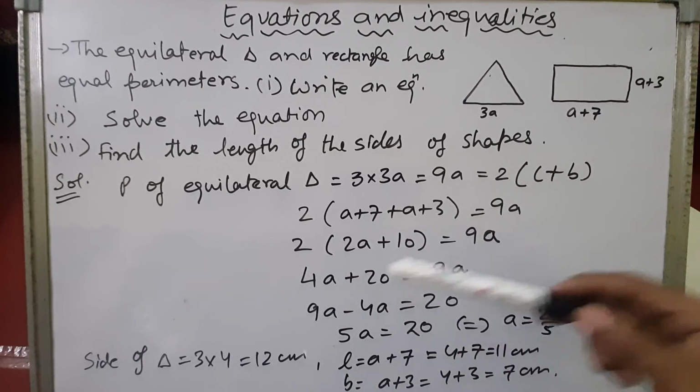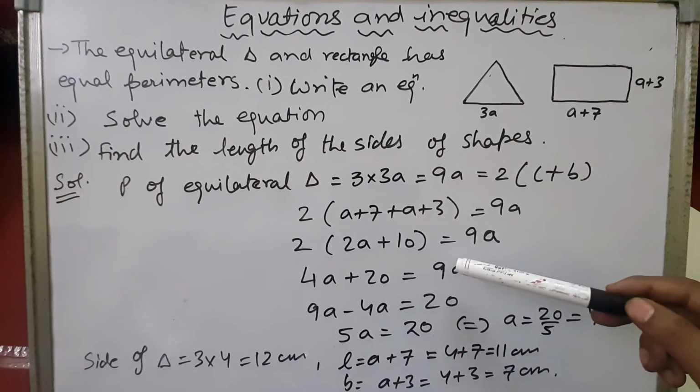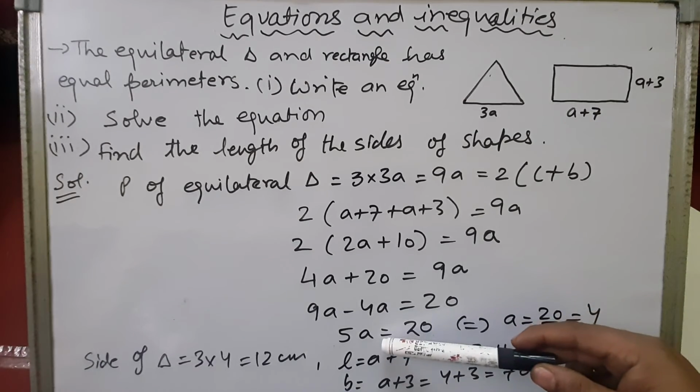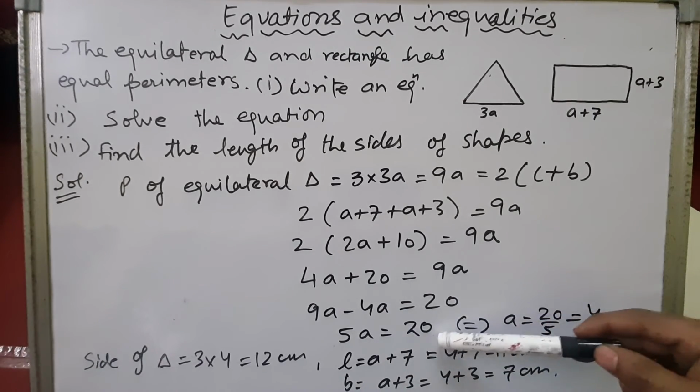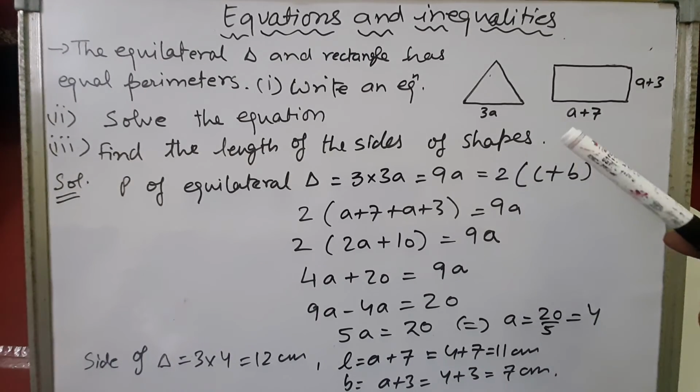So what we'll do, transfer 4a, and we'll get 9a minus 4a. When we transfer 4a, the sign of 4a will get changed. So 9a minus 4a equals 20. 9a minus 4a will be 5a. So 5a equals 20. That means the value of a will be 20 upon 5, which is 4. Alright. So hence we have solved the equation and found the value of the variable, which is 4.